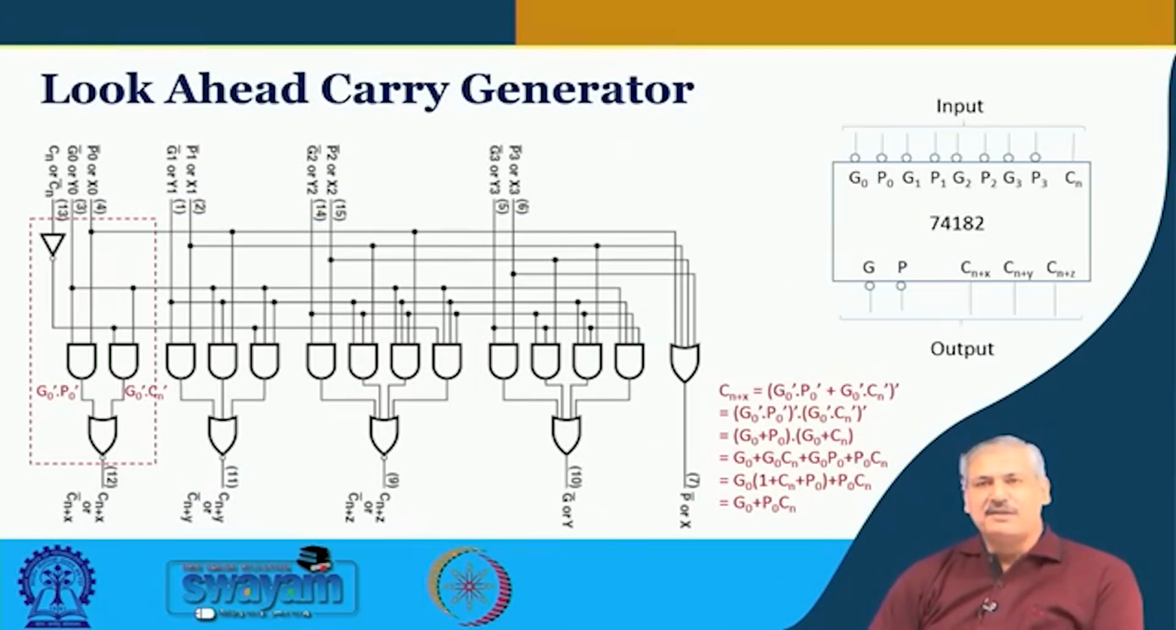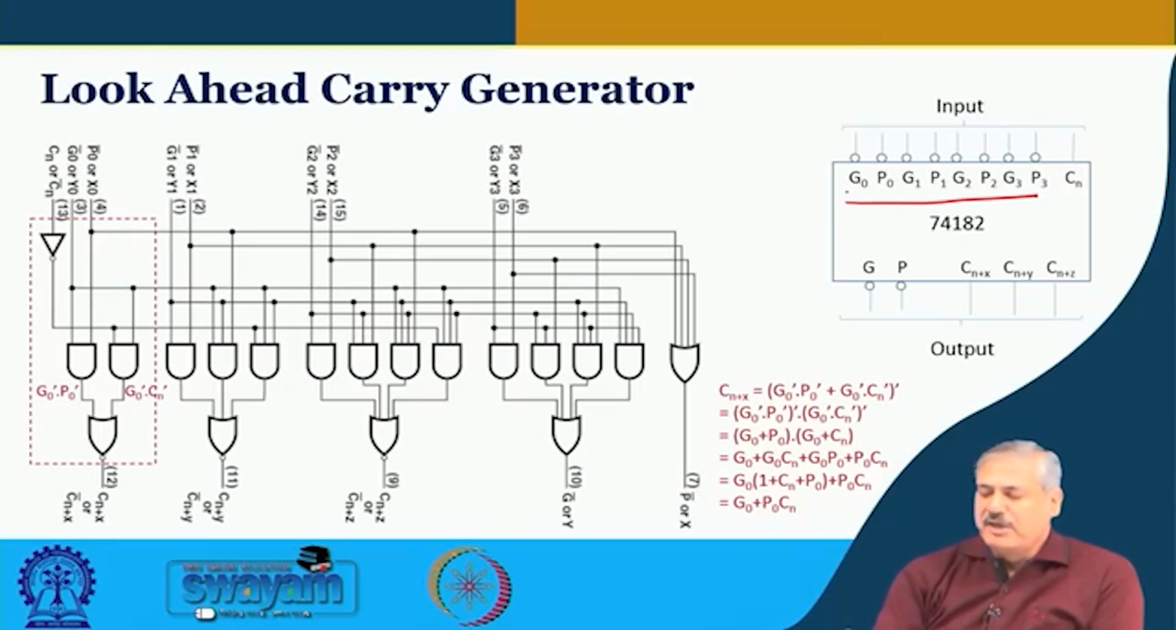So, this is one circuit for the look ahead carry generator IC 74182. This particular one takes 4 generation terms and 4 propagation terms. So, these could be group carry generation and group carry propagation terms as well, or normal basic ones. Because the basic equation remains the same, the way we have seen it before.